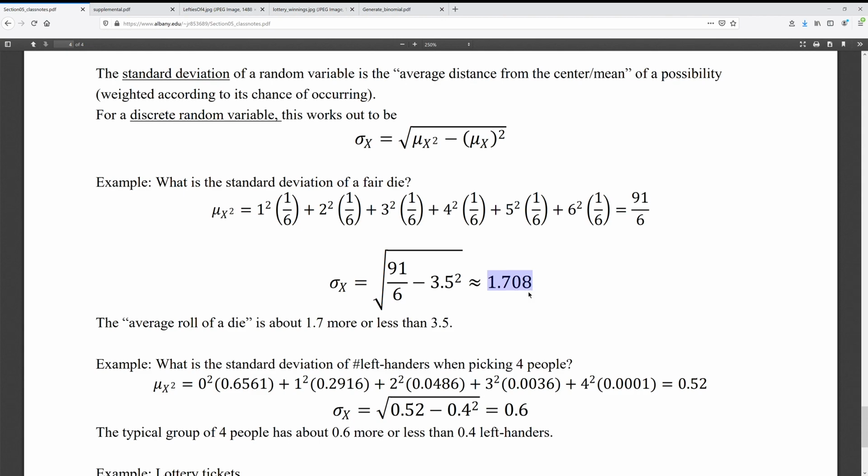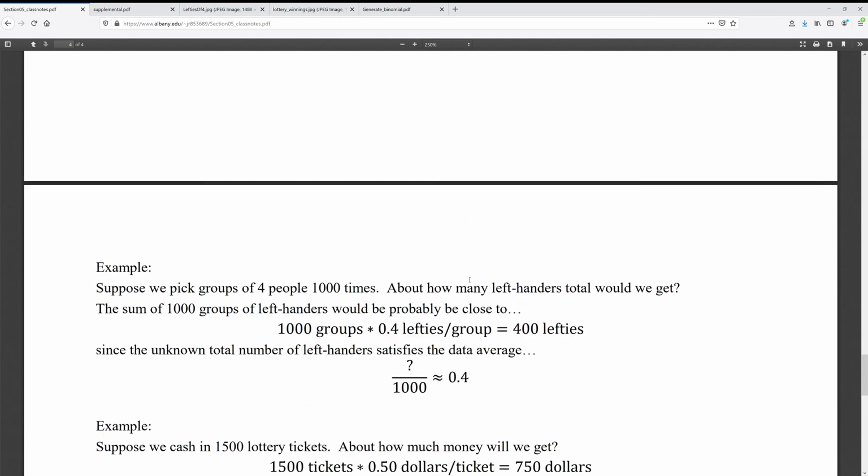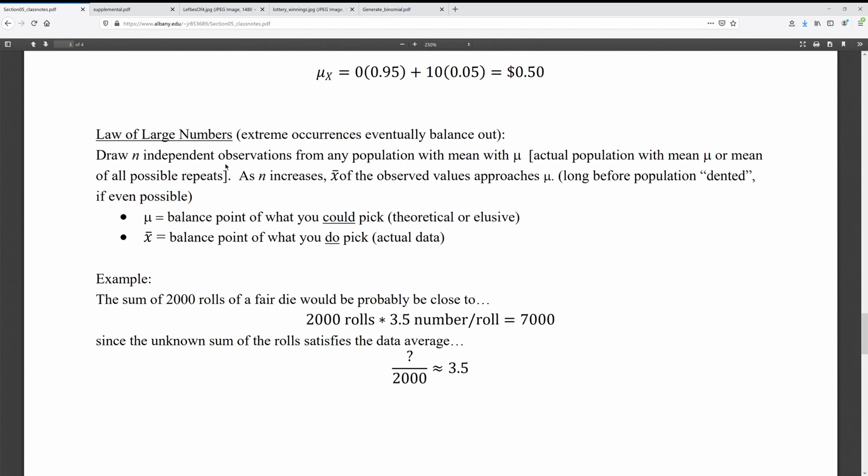Why is that important? Because the law of large numbers is not hard to understand. It's a little jargony here, but it's not hard to understand. The average of what you do pick closes in on the average of what you could pick as you pick more and more and more of them. The average of what you do pick will probably be close to the average of what you could pick if you pick lots. How probably, how close, how lots.